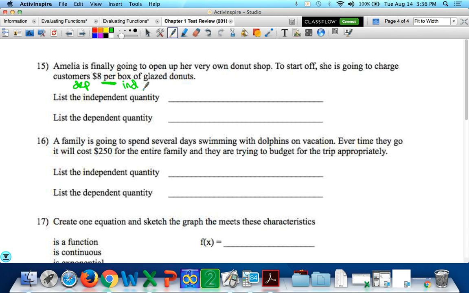Now you just have to realize how to word these. List the independent quantity. Well, it has to do with these donuts, but it's not the donuts themselves. She's selling them by the box. So I would put number of boxes, okay? List the dependent quantity. It is money or money made in dollars, okay?